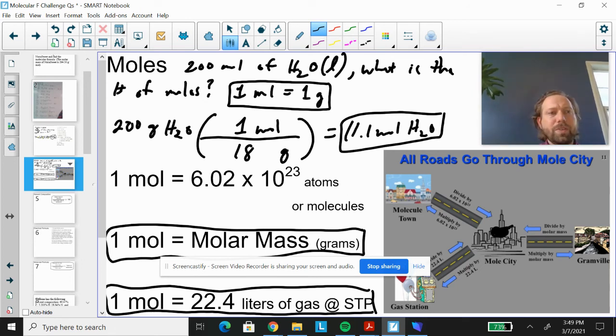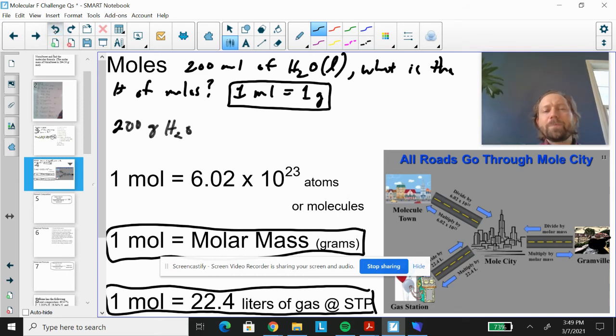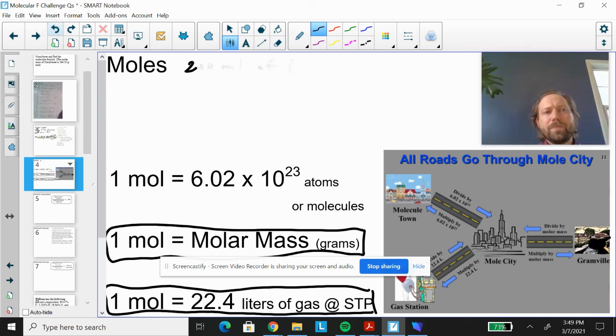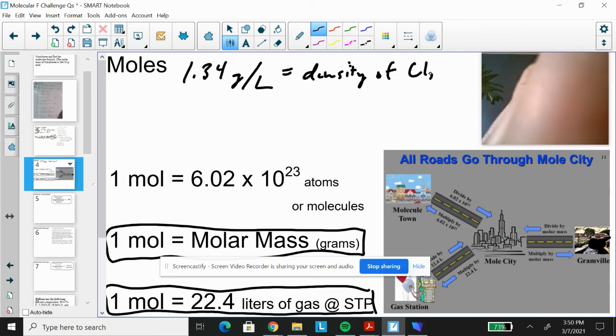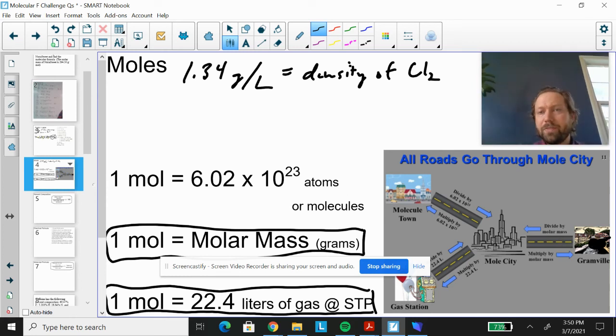Another way of challenging you is by giving you a density and saying that there's a gas here. So, if we write that we have, and this is not going to be accurate, but 1.3 grams per liter equals the density of Cl2. I'm just making that number up. I'm not sure if that's actually right.